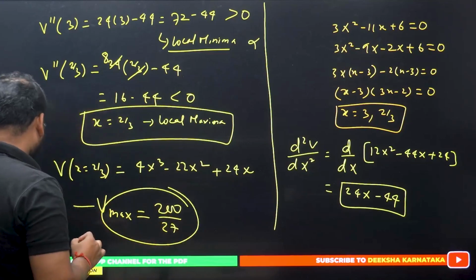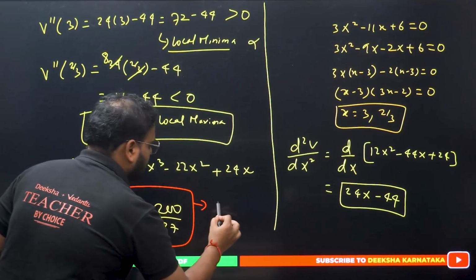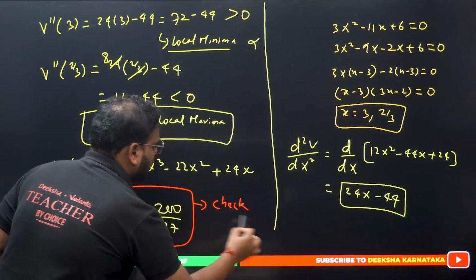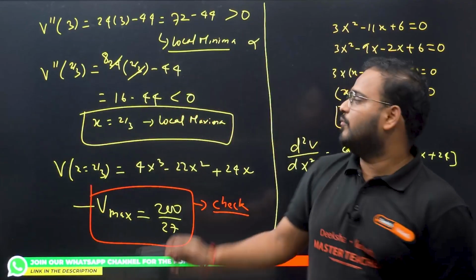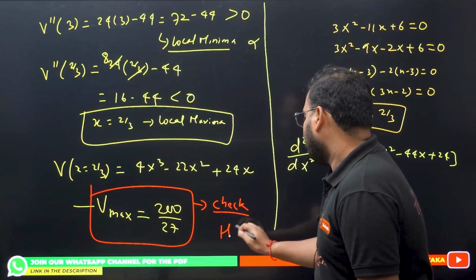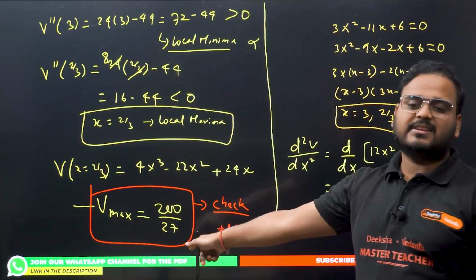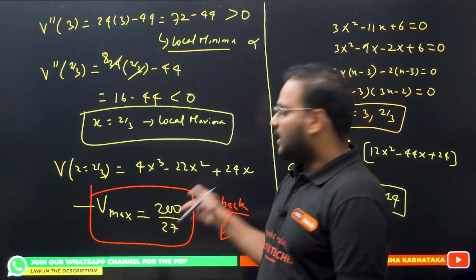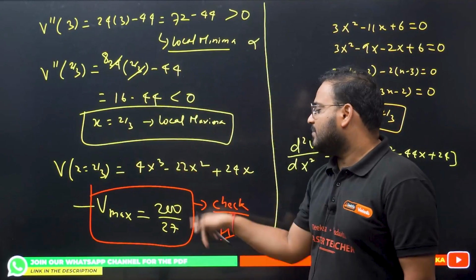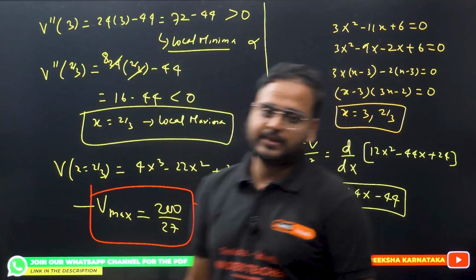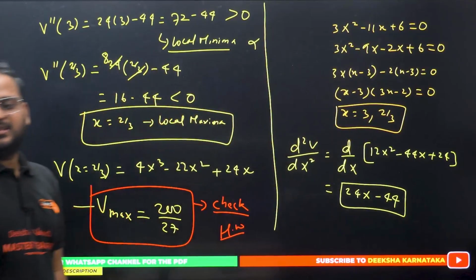Check once please. Calculate once. Okay, this is homework again. Please check whether 200 by 27 is right or not. If you put x value as 2 by 3, check whether it's coming as 200 by 27 or not. Please cross check. Done. This is clearly visible.